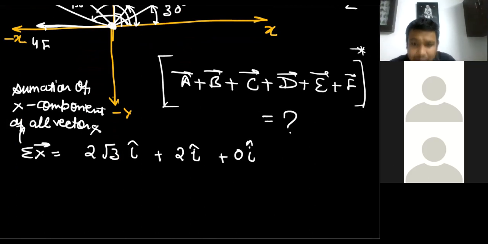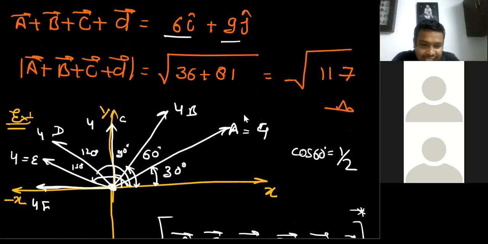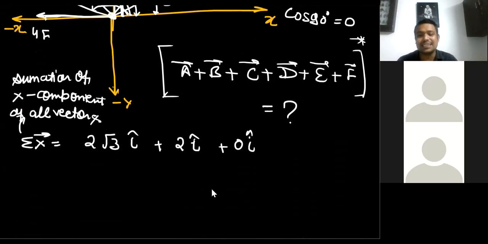Very good. Because the vector C acts completely along J cap, there is no value along the X axis. So we can say that it is C cos 90, because vector C makes an angle of 90 degrees from the X axis. Cos 90 is 0, so C cos 90 is 4 cos 90, which is 0 I cap.